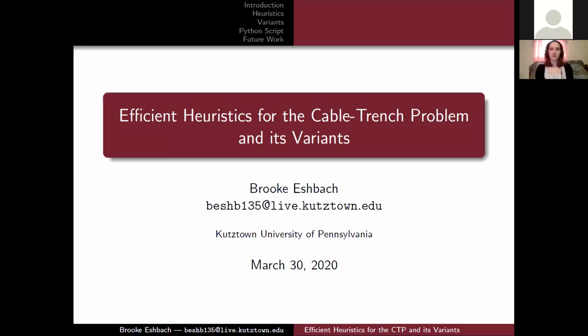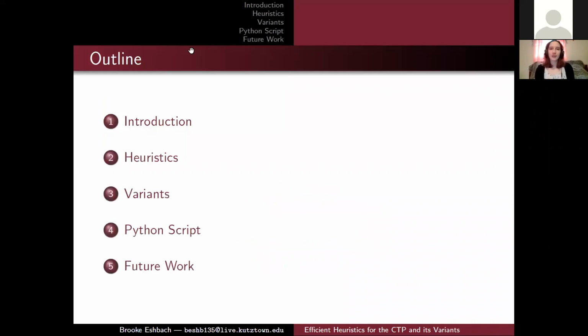And go. Hi, my name is Brooke Eshback, and my project is called Efficient Heuristics for the CableTrench Problem and its Variants. So in this presentation, I'm just going to do a brief introduction to the problem, talk about some heuristics and variants, talk a little bit about some coding that's been done for this project, and then where I would like to go from here.